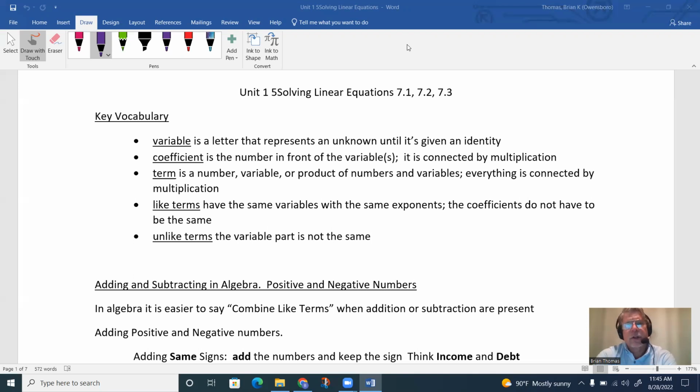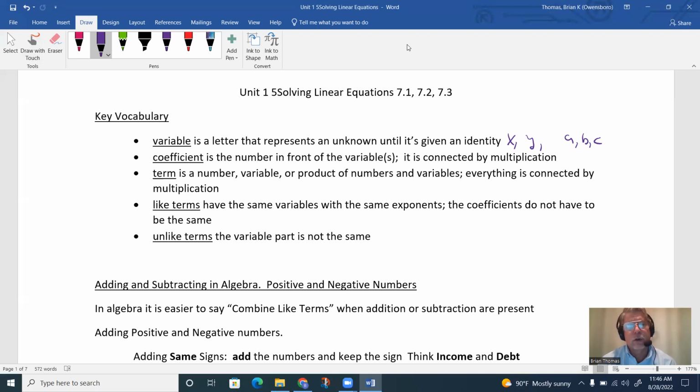So variable is going to be a letter that represents an unknown until it's given an identity. So typically we're talking about the letters of the alphabet. X is probably the most common, but it could be Y or even the ABCs. So X is going to be X until I tell you what X represents. You may see the word vary in the word variable. So these letters can vary from question to question, depending on how they're defined.